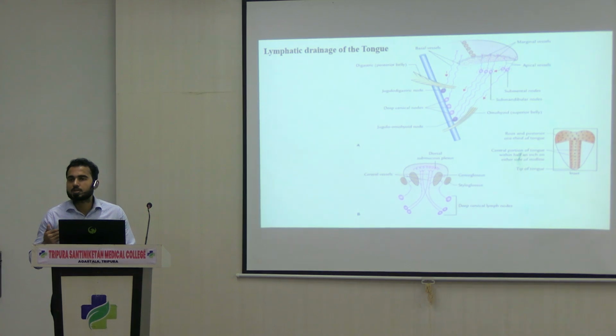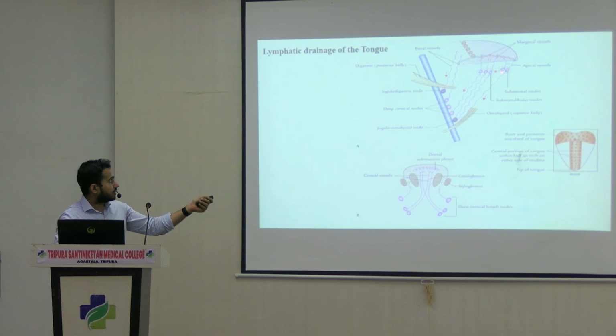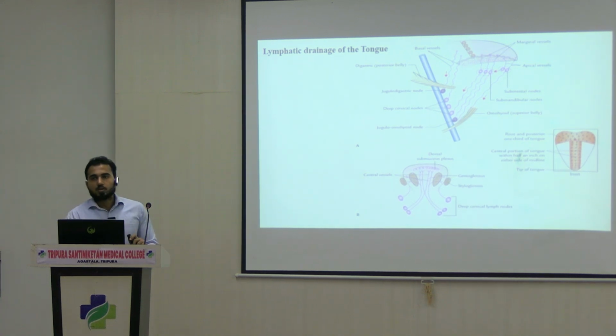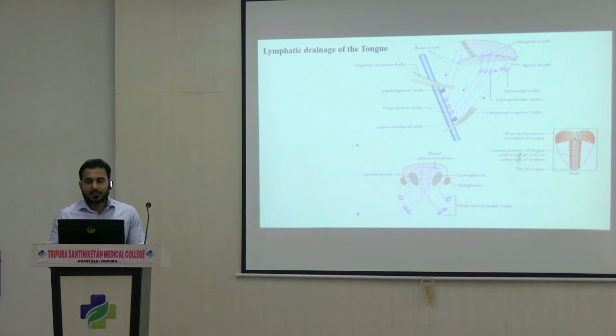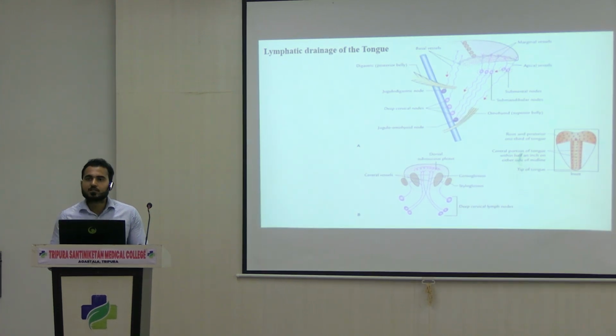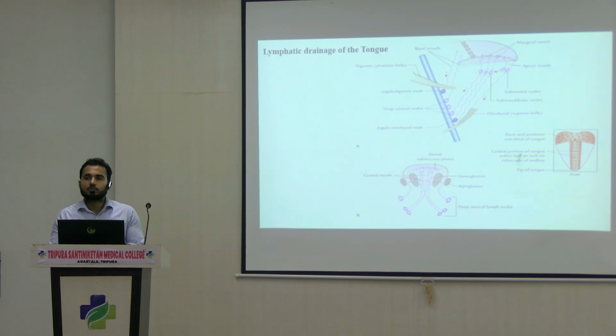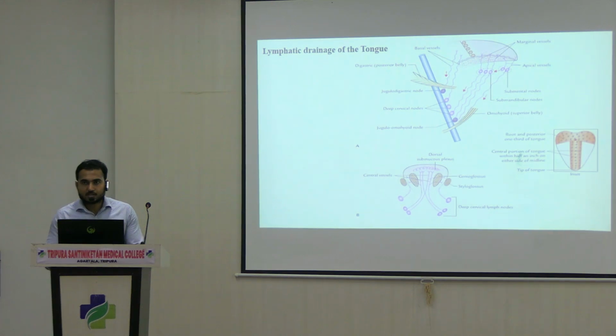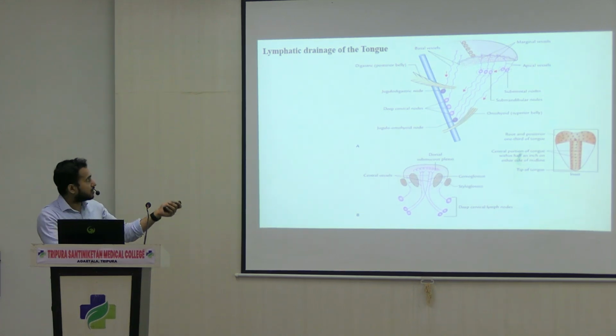From submental lymph nodes, it will go to the submandibular lymph nodes, as you can see in the diagram. These are the submental lymph nodes, and after that, you can see these are the submandibular lymph nodes. So these are the apical vessels. Next are the marginal vessels. Marginal vessels will drain the lymph from the margins of the anterior two-third of the tongue. You have to be very specific whenever you are writing about the lymphatic drainage.